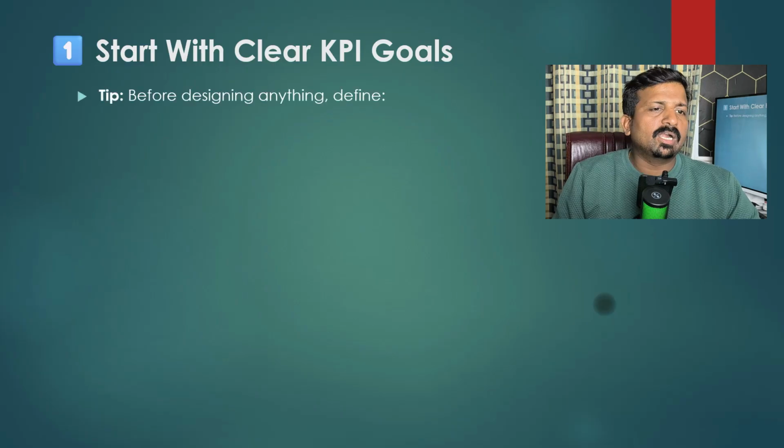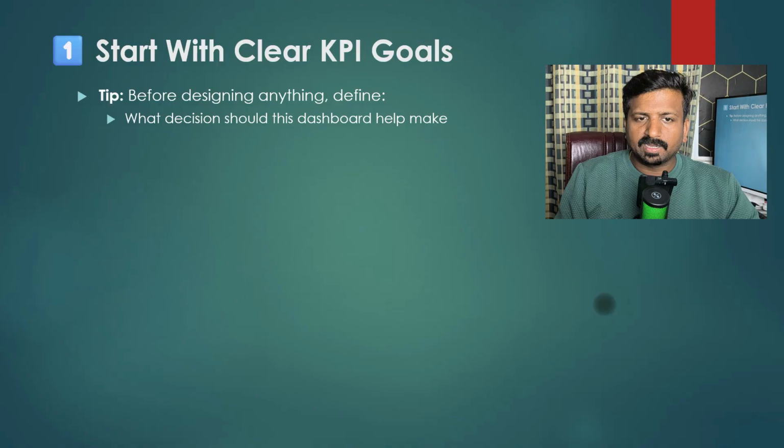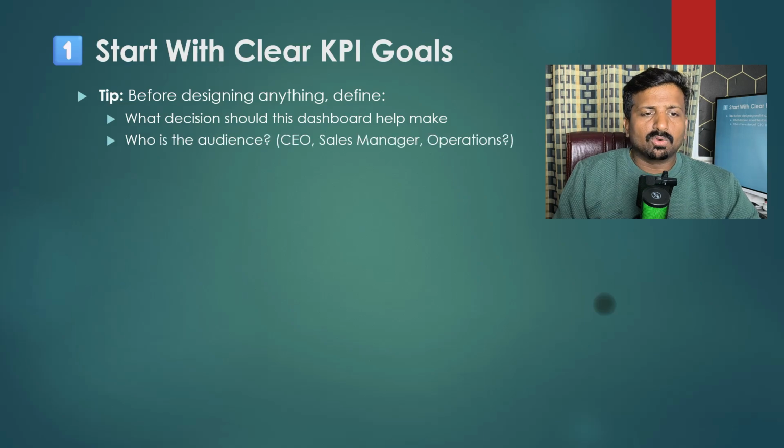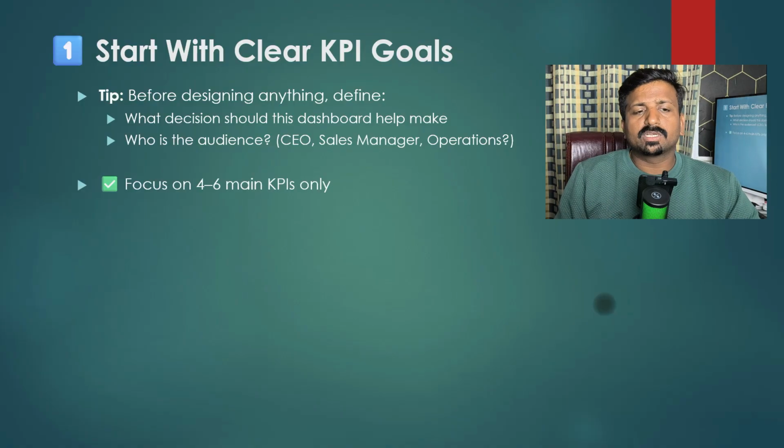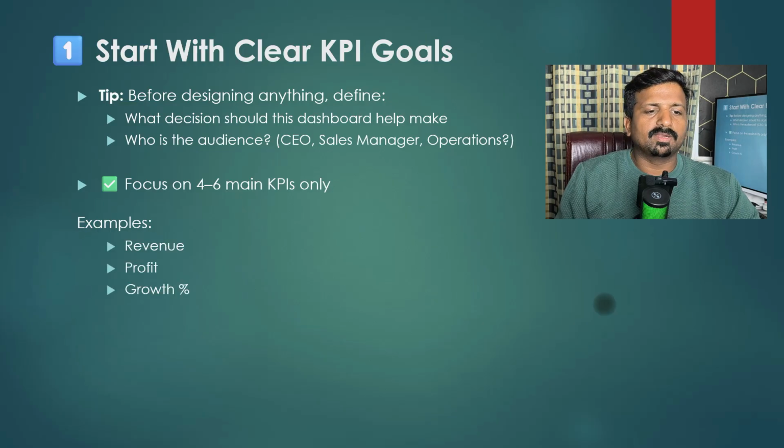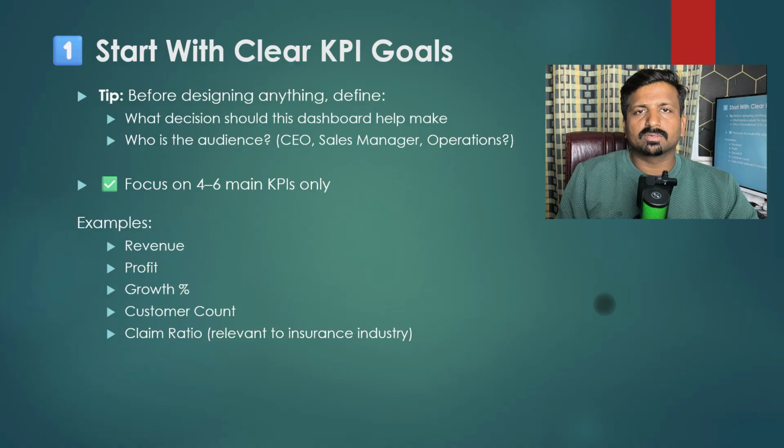So we have put some points like, before designing anything, define what decision this dashboard should help make. Who is the audience, like CEO, sales manager, or operations head? Then focus on 4 to 6 main KPIs only. Otherwise, it will create only confusion for the audience. For example, revenue, profit, growth, customer count, and if you are preparing this dashboard for the insurance industry, in that scenario, you need to create a KPI for the claim ratio as well.